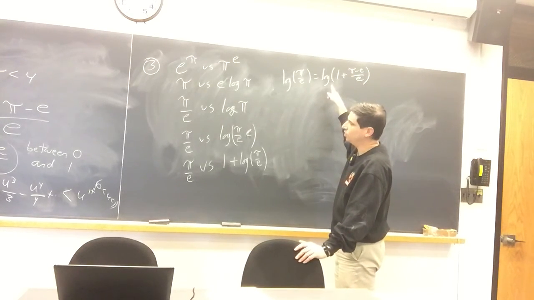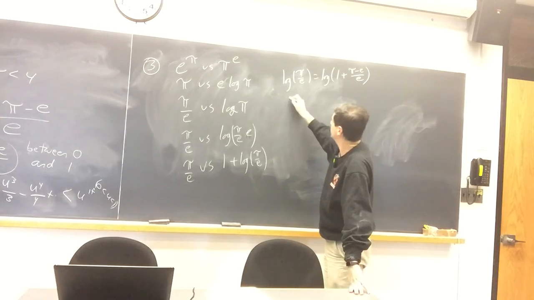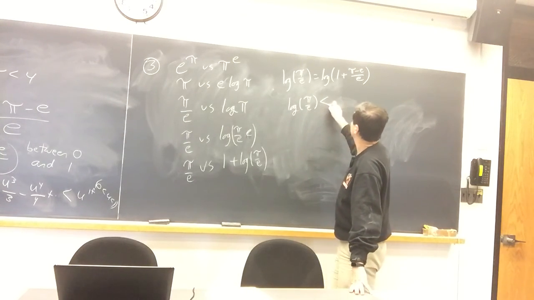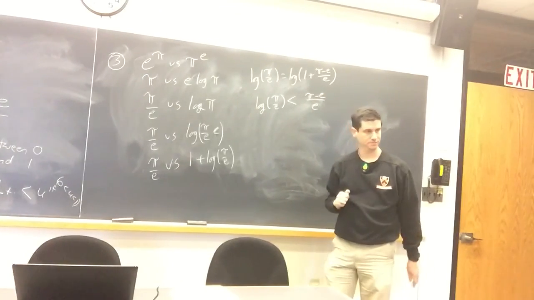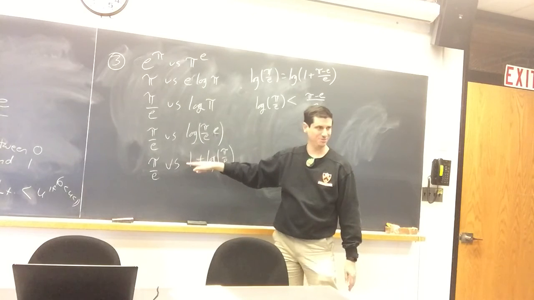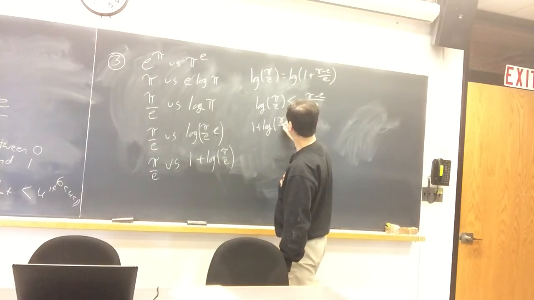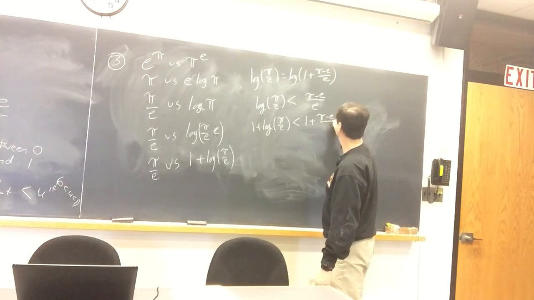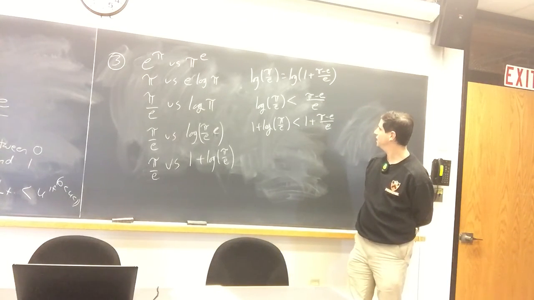Well, we just showed that the log of 1 plus pi minus e over e, that's just our value of u. This is going to be less than u. So we get the log of pi over e is less than pi minus e over e. But we wanted to add 1 to both sides, right? So 1 plus the log of pi over e is less than 1 plus pi minus e over e. Well, what's 1 plus pi minus e over e?